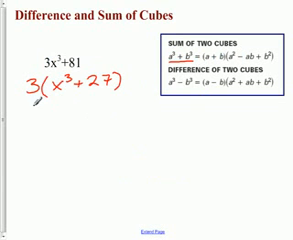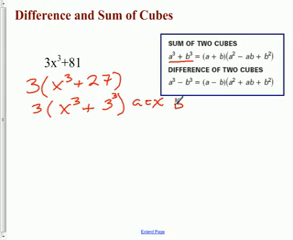Now we've got 2 perfect cubes. So I have the 3 still. I'm going to multiply that by x cubed plus the cube root of 27, which is 3 cubed. Now, if it helps you, we now know that a is x and b is 3. So with that, let's apply the formula. The 3 is going to always stay there, and we have x plus 3.